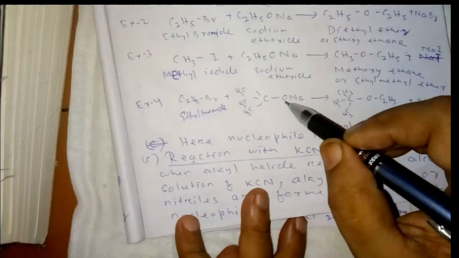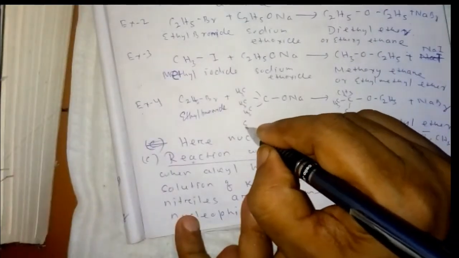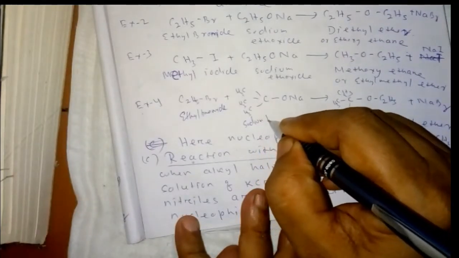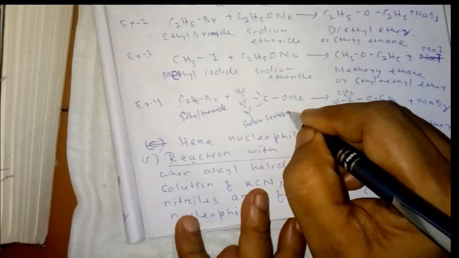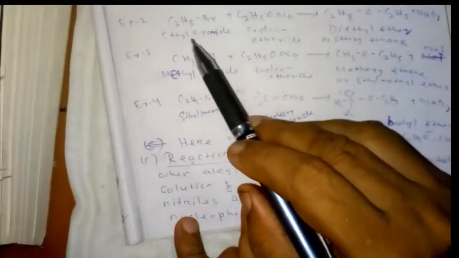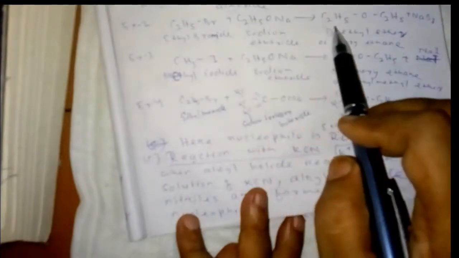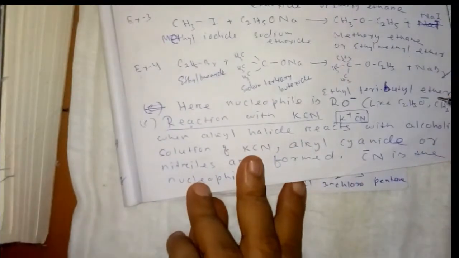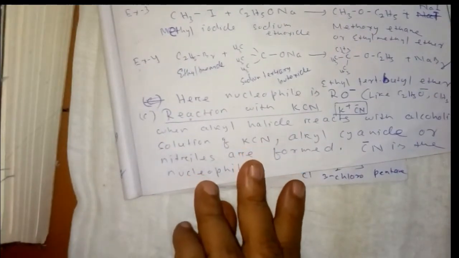This is sodium tertiary butoxide. You should always write the name below the reactants and the products. Otherwise the reaction is not complete, and you will not get good marks in the exam. Always write the name below the reactants and also the products. Here the nucleophile is RO minus, like C2H5O minus, CH3O minus.